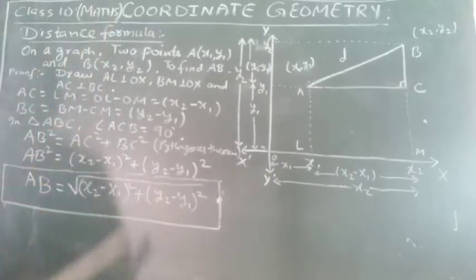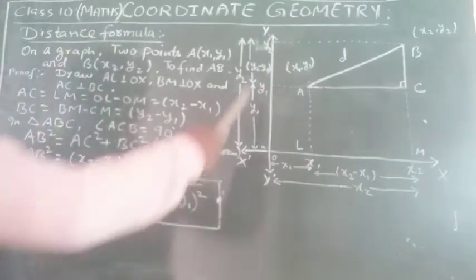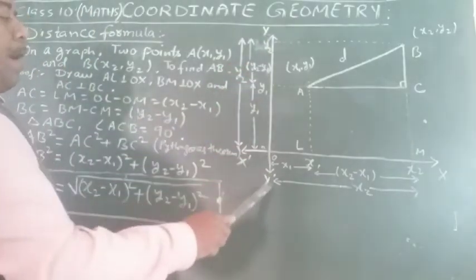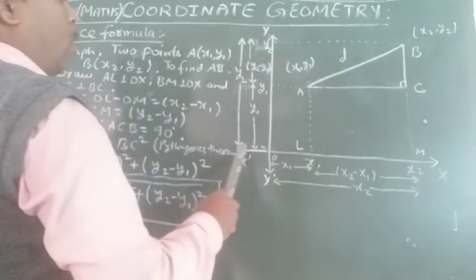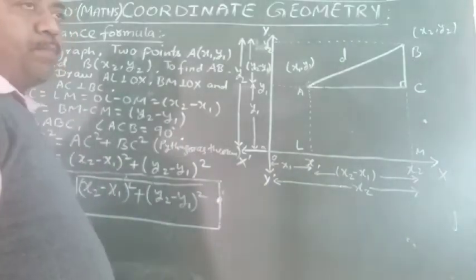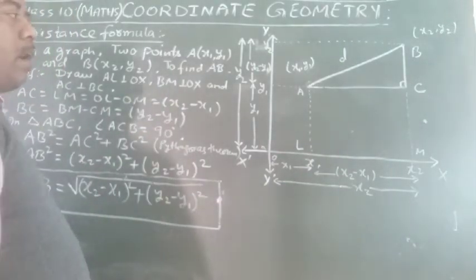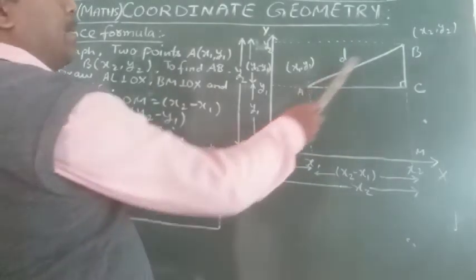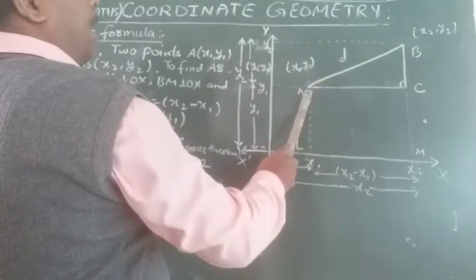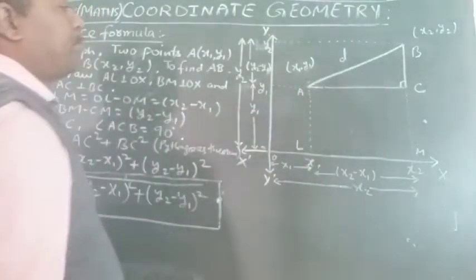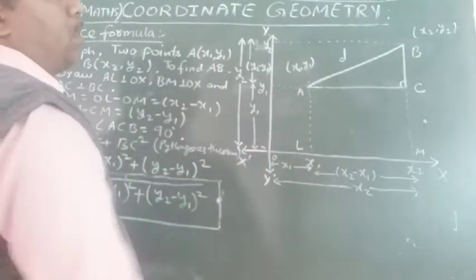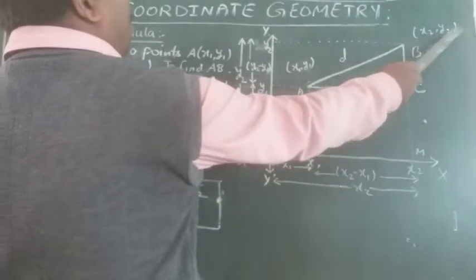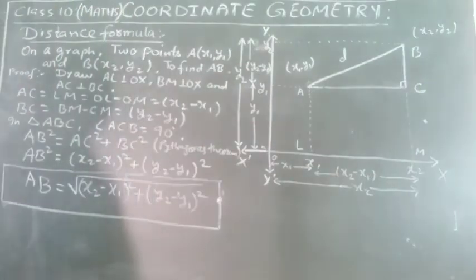Distance formula. We have to plot a graph: Y, O, Y dash is the y-axis, and X, O, X dash is the x-axis. We have to take two distinct points, A and B. The coordinates of A are (x1, y1), and the coordinates of B are (x2, y2). We have to find the distance between A and B.